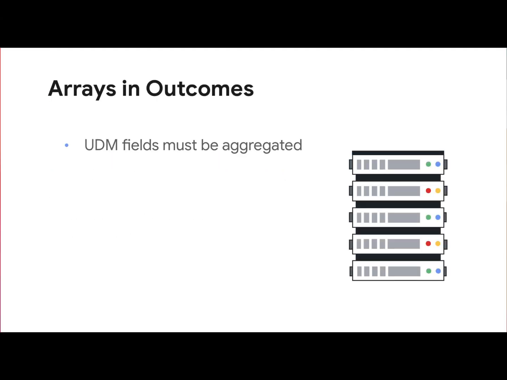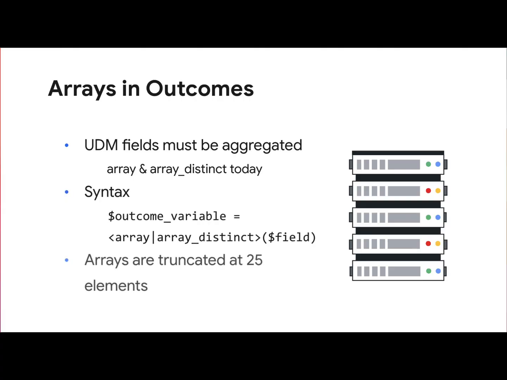In this video, we're going to cover two aggregation functions that are often used with strings in the Outcomes section, array and array distinct. Remember, it's important to understand that when working with multiple events in a rule, all outcome variables that contain UDM fields must have an aggregation associated with them. The syntax we'll be using is the outcome variable equals array or array distinct, followed by the UDM field or a placeholder variable inside parentheses.